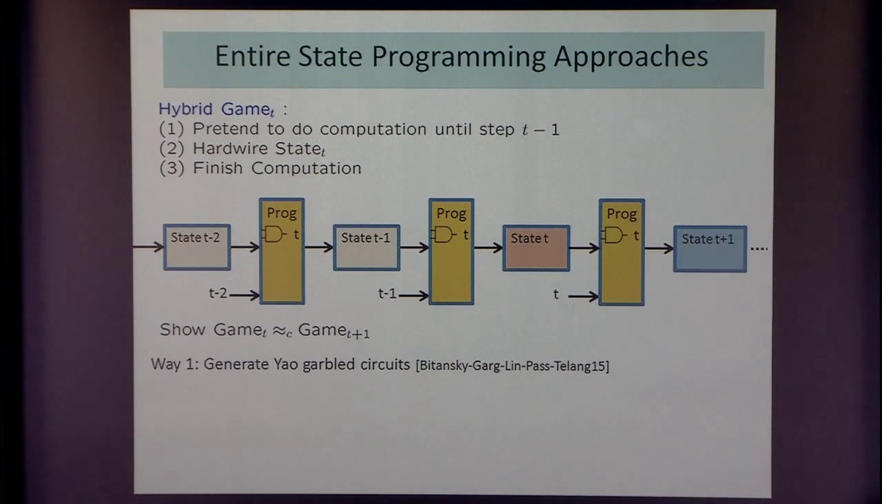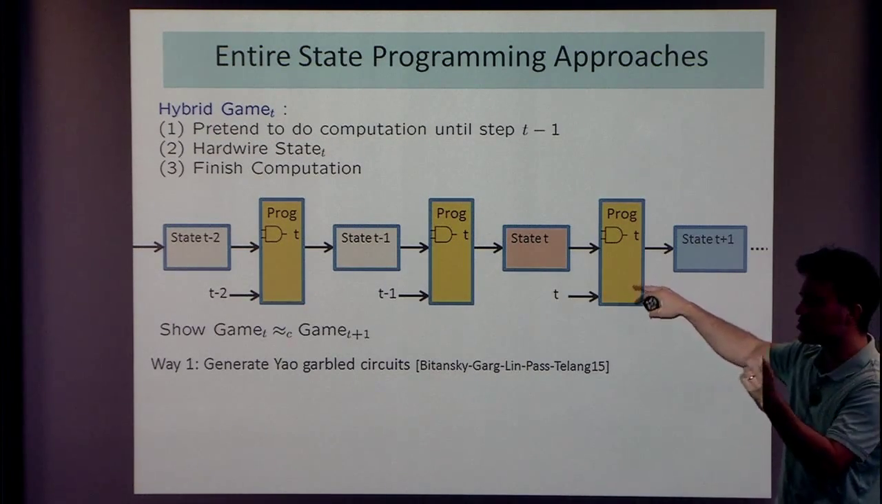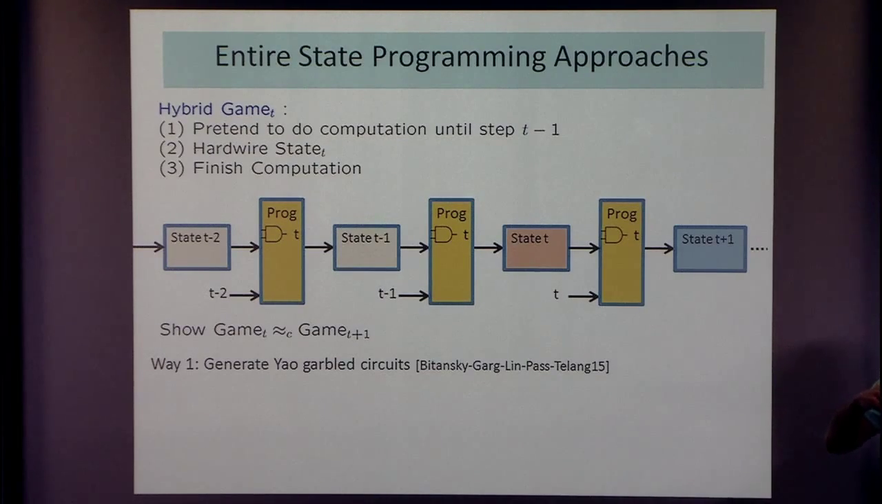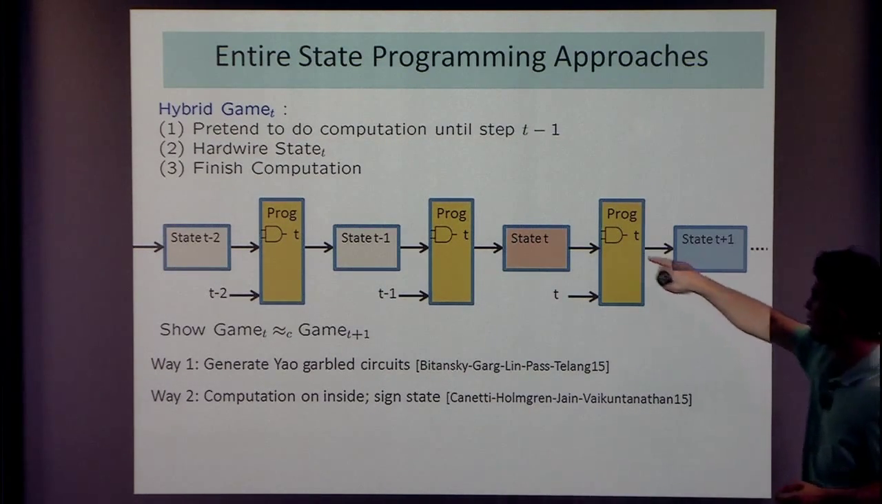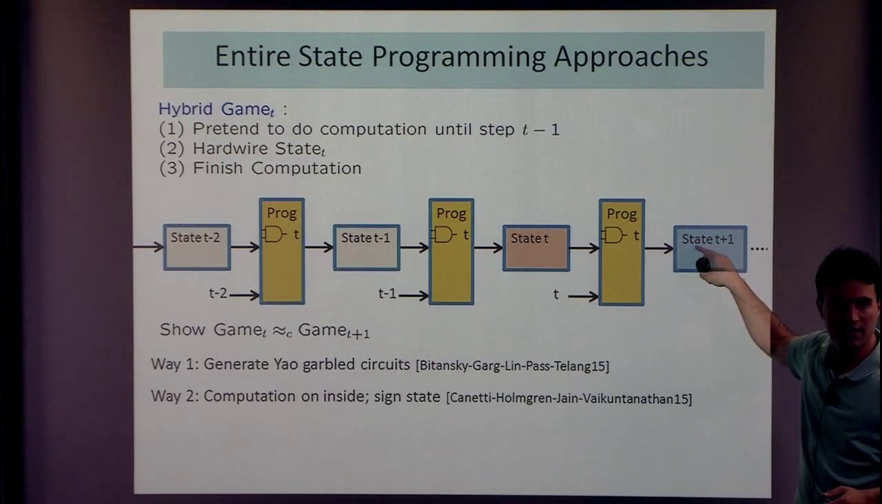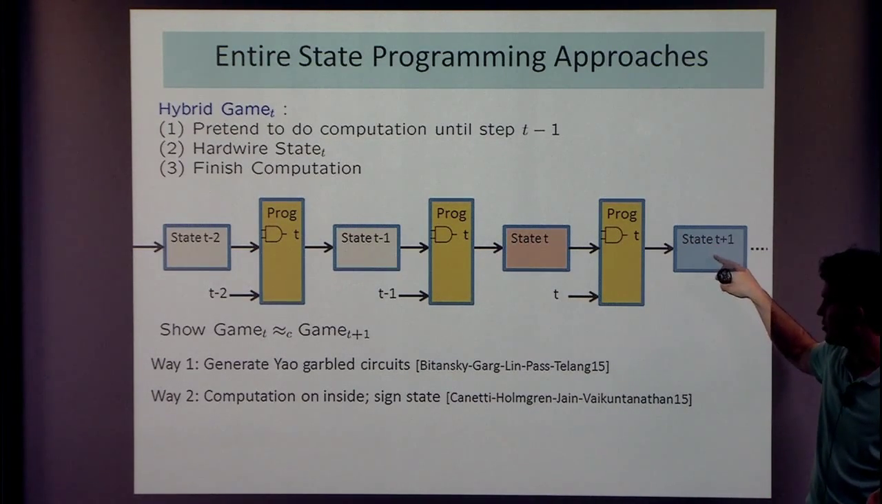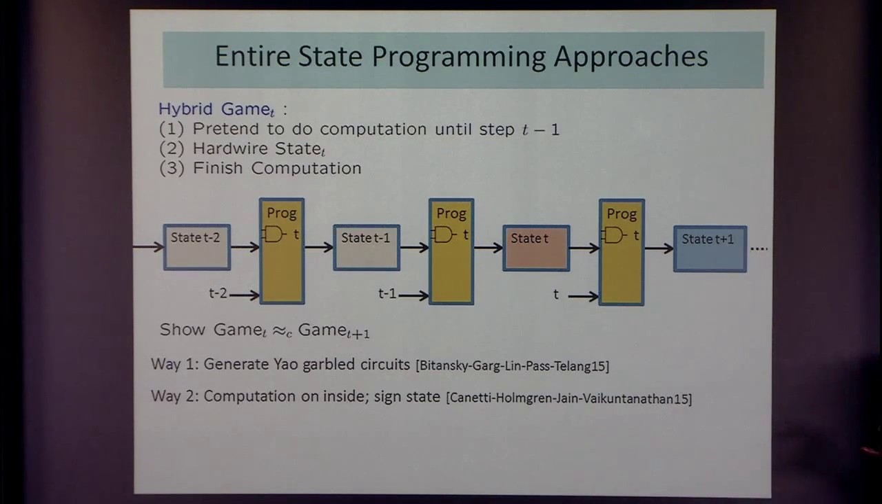One way was to use Yao garbled circuits, where the obfuscated program doesn't really do this Turing machine computation directly. It more produces a garbled circuit on the outside at one step, and then at the next step, it produces another garbled circuit, and these things interact with each other. And there's a second way, where the computation is actually done on the inside, and what we get at the end is some type of signed state. Okay? So these are two somewhat different sub-approaches to doing this, but they both have the same thing.